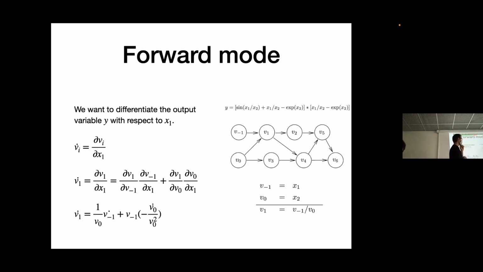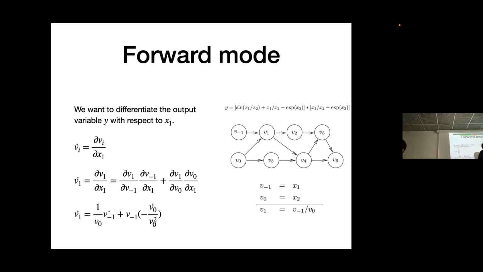Okay, so I want first to compute the derivative of v1 with respect to x1. So this is it, okay? I apply the definition of partial derivatives. V1 depends on v0 and v minus 1. So basically, you have this equation. And when you look at this, the second terms are the definition of v dot i. So here is v dot minus 1, and here it's v dot 0. So you get this.